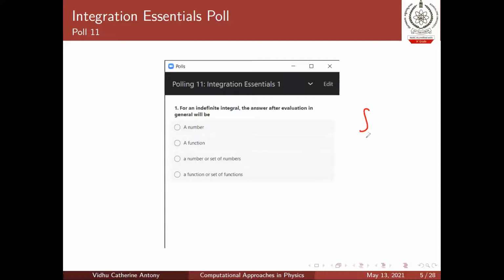Let me show you what we get. Let's do the integral of x squared dx, a very simple integral. When you integrate it you get x to the power of 3 divided by 3 plus c. So what do you get when you evaluate an indefinite integral? You get a function. Some of you said a set of functions, but no, you get a function.